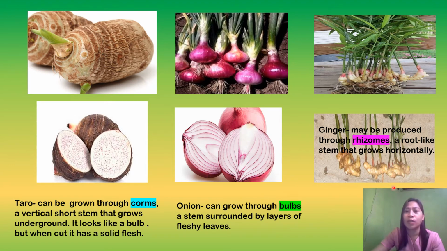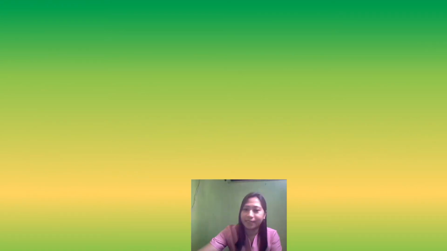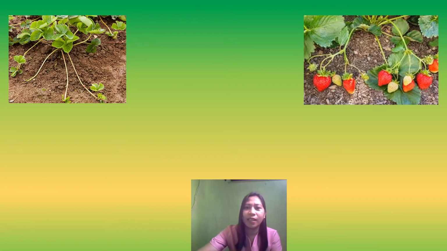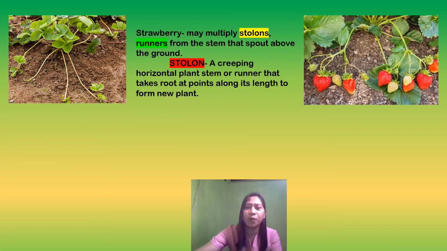Alright, so let us look into other plants. Okay, so let's look into other plants like this. Are you familiar with this plant? Have you eaten one like this plant? Okay, so these are strawberries. Where can you find strawberries? Strawberries can be found in one of the coolest places in the Philippines. And where is that? Okay, it's in Baguio.